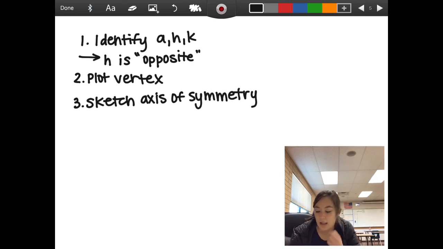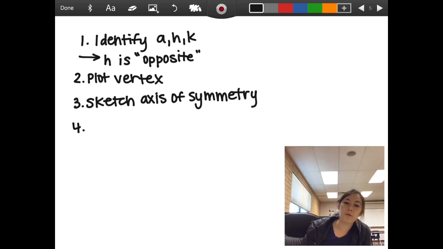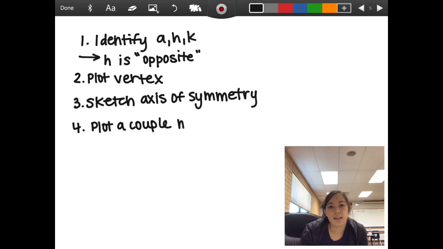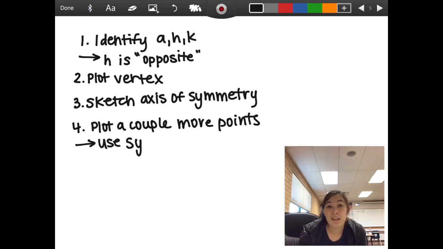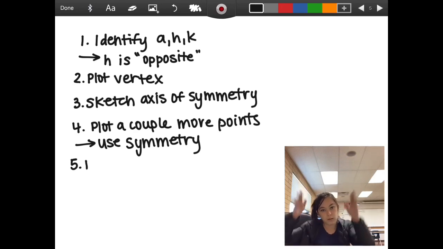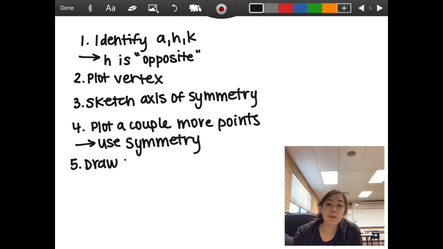We sketch that, and then we're going to plot a couple more points. And for these, you can just use symmetry. Like in the other example, I only did a couple of points, like 3, and then you're able to reflect that over the axis of symmetry. So use symmetry, be smart about it, use points that are closer to the vertex, because that's really where the difference is going to be. And after you plot those points, you just draw the parabola, connect the dots.